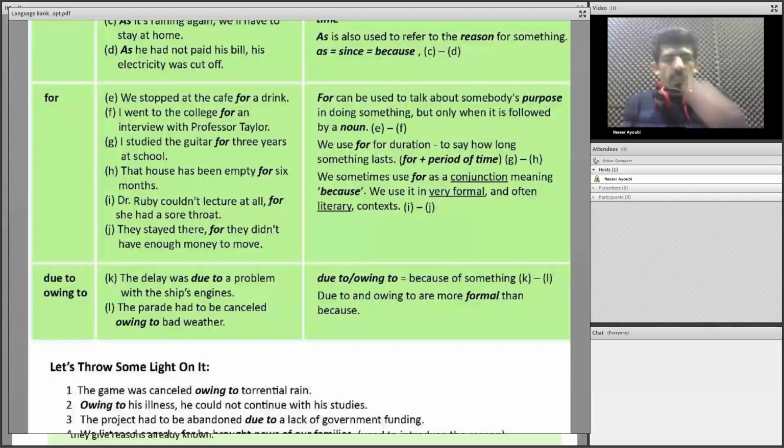Due to and owing to. The delay was due to a problem with the ship's engines. The delay was because of a problem with the ship's engines. The parade had to be cancelled owing to bad weather. They have got the same meaning, which means because of. Because of something. Due to and owing to are more formal than because of, actually.